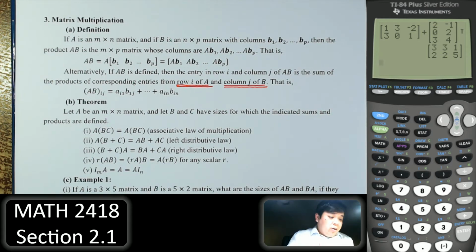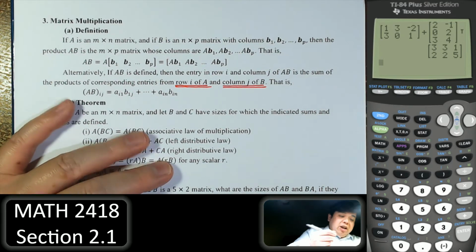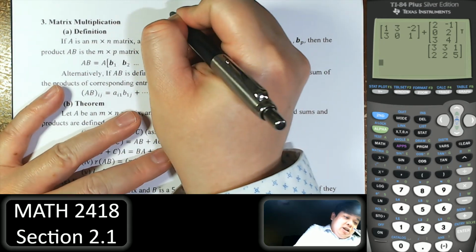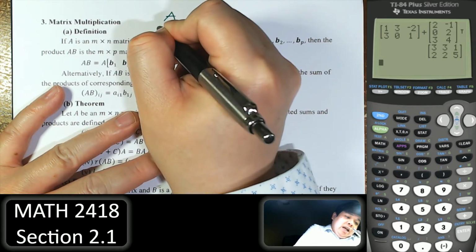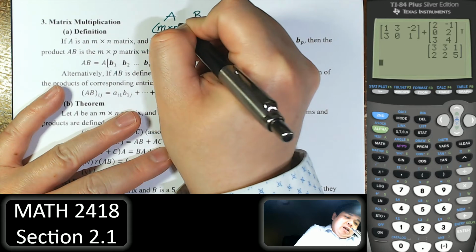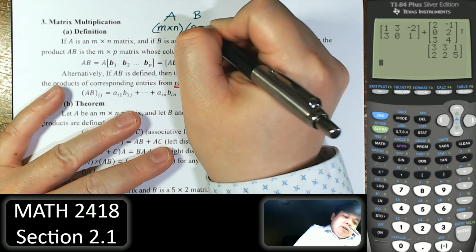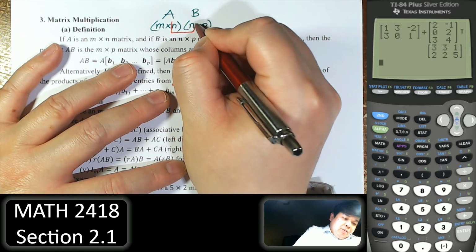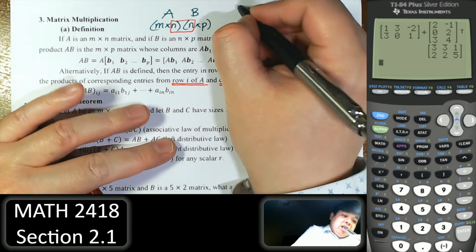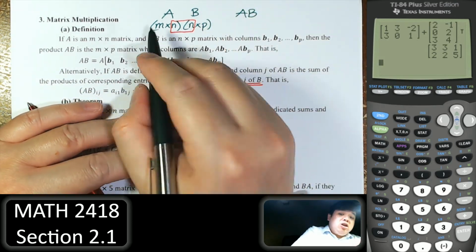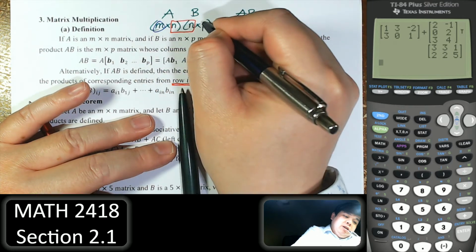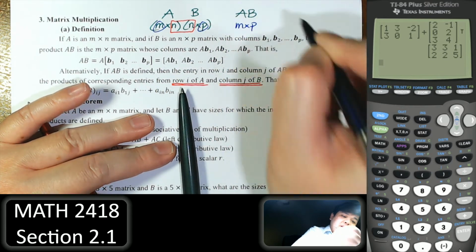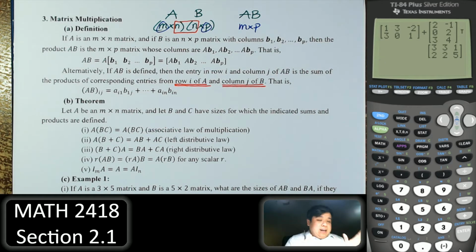We'll do more examples, but first, let's go over the definition of the size. Let's say A times B. A is m by n, and B is n by p. The middle numbers must be the same, in which case the product is defined and the dimension will be the outside numbers, m by p. And then we take a row in the first matrix, multiply by the column of the second matrix, and we just keep doing that.